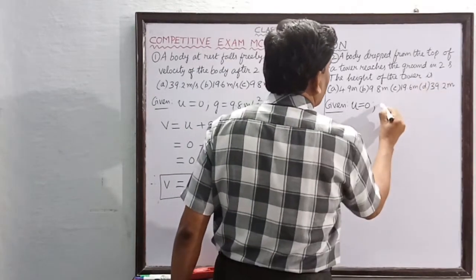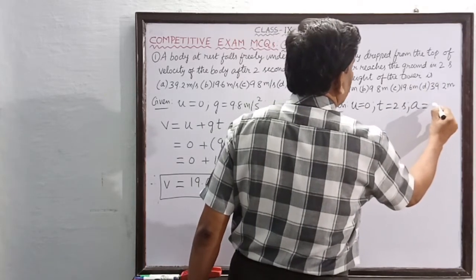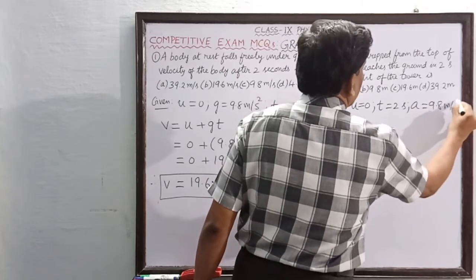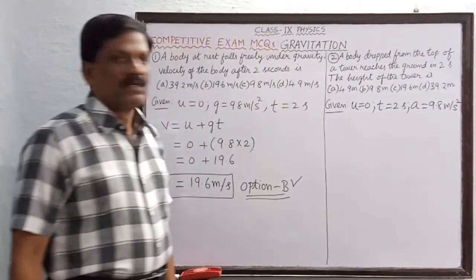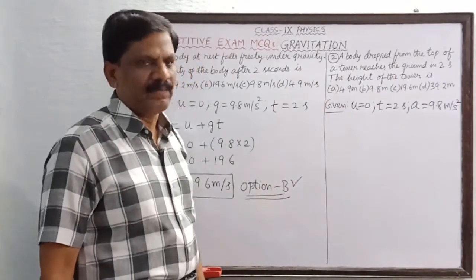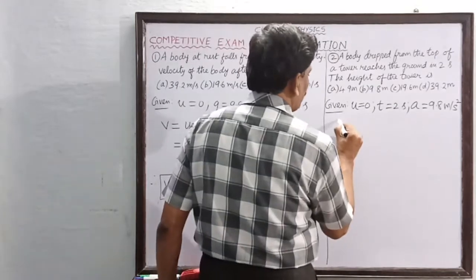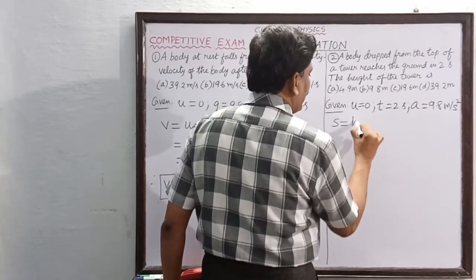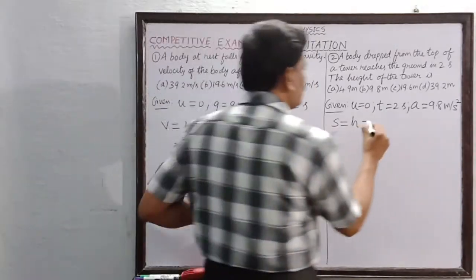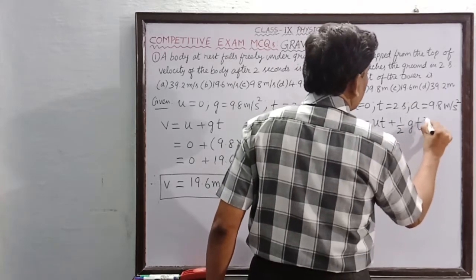And the time taken here also is 2 seconds. And acceleration is g, equal to 9.8 meters per second square. So the height of the tower must be equal to the distance travelled in the given time. For that the distance versus time equation must be used, that is the second equation. s is equal to height h, the distance travelled is equal to the height of the tower h. So this is equal to ut plus half gt square.